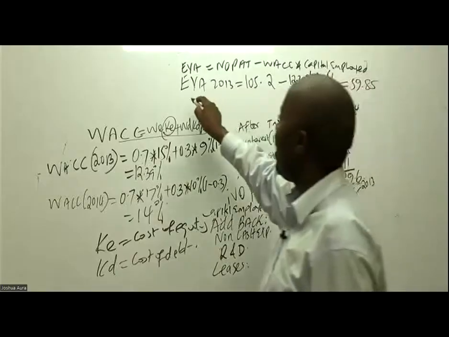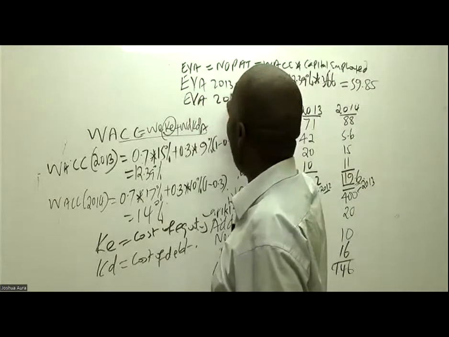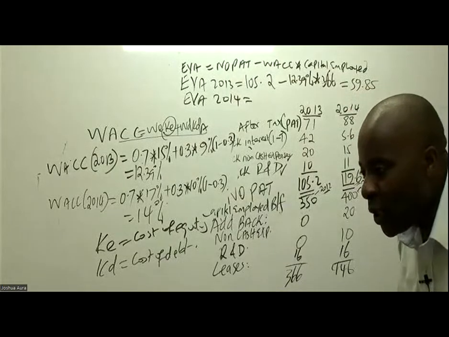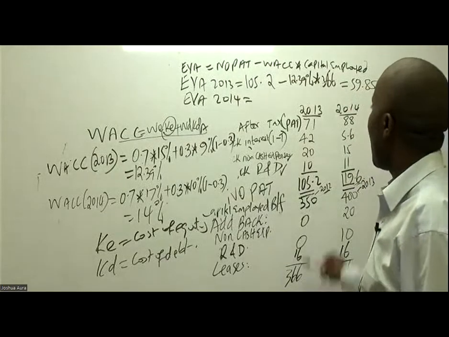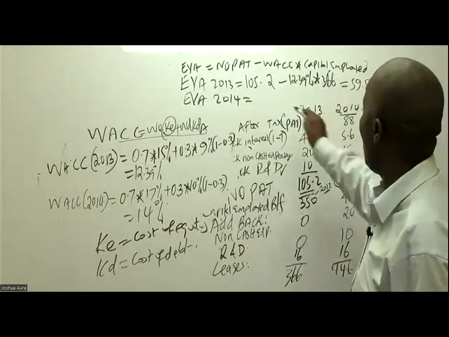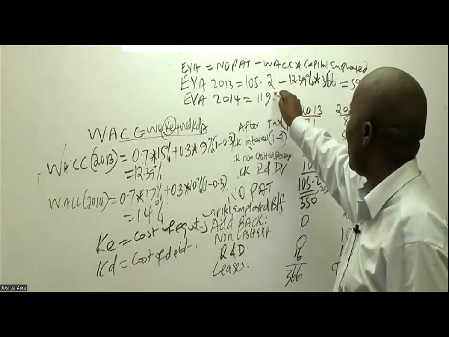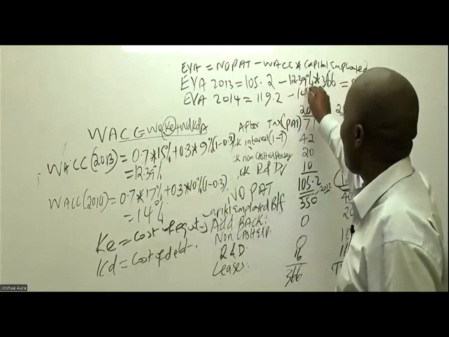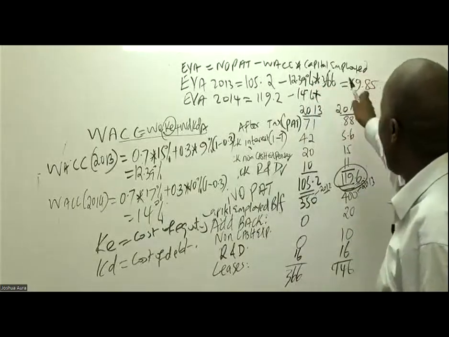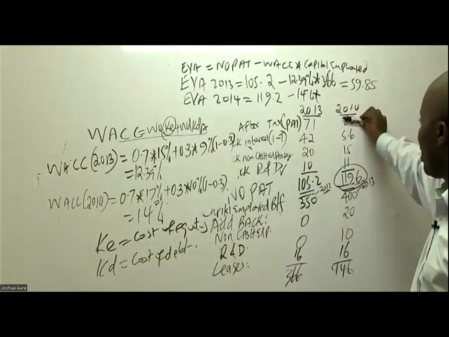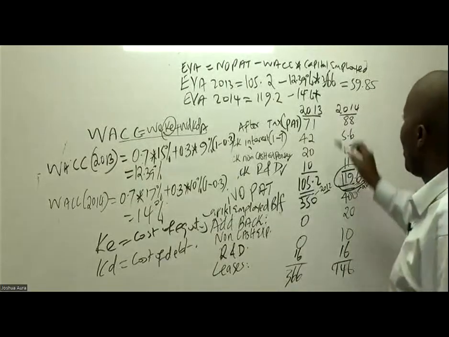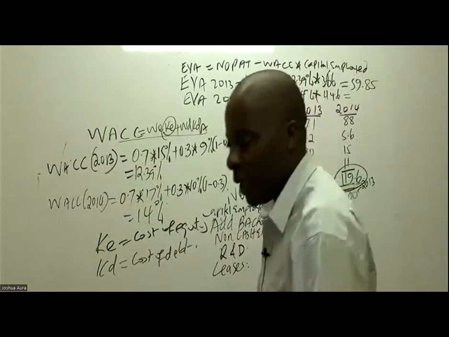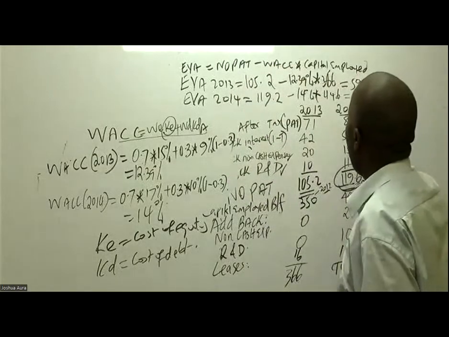And then now we have EVA for the year 2014. So for the year 2014, I can see the NOPAT for 2014 is 119.2 minus the WACC for 2014, which is 14%. Multiply this by the capital that was employed in 2014, which is 446, which will end up giving me what figure?